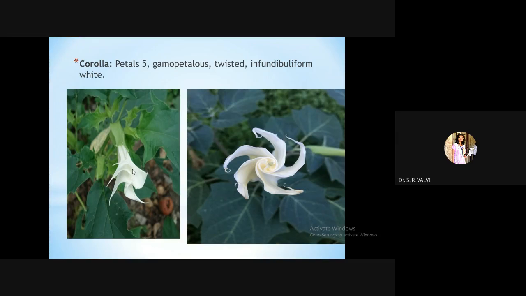and the type of corolla is infundibuliform. So infundibuliform is nothing but a funnel-like structure. Funnel everyone knows. In our practical we are using this funnel. So a funnel-like structure of this corolla is present, and hence the shape of this corolla is infundibuliform, and the color is white. So please remember 5, gamosepalous and twisted. These 3 again are going to appear in your floral diagram.